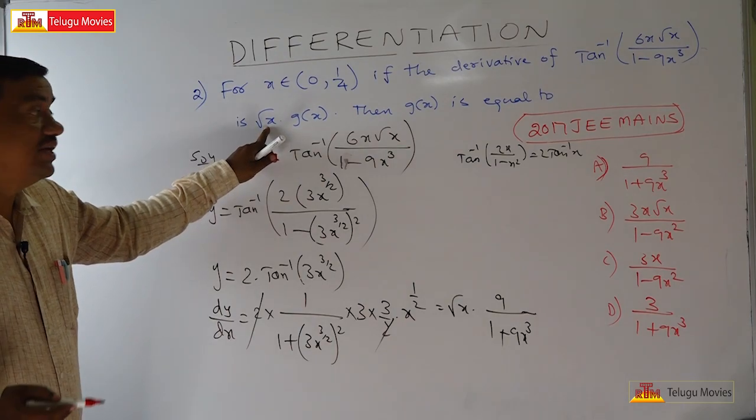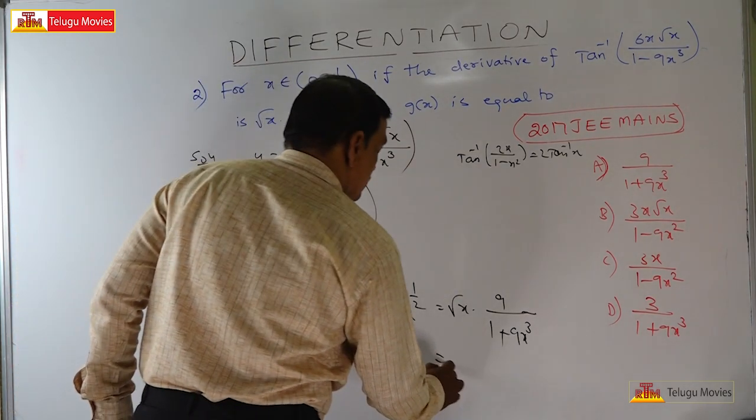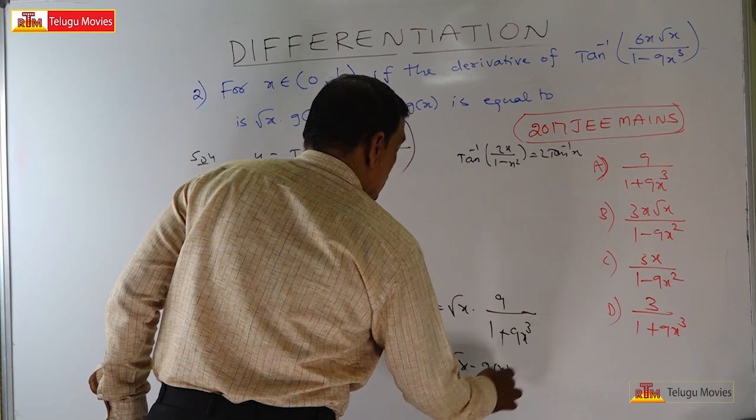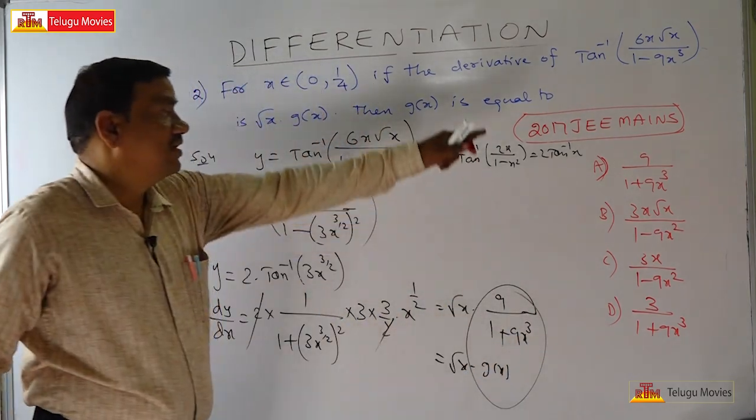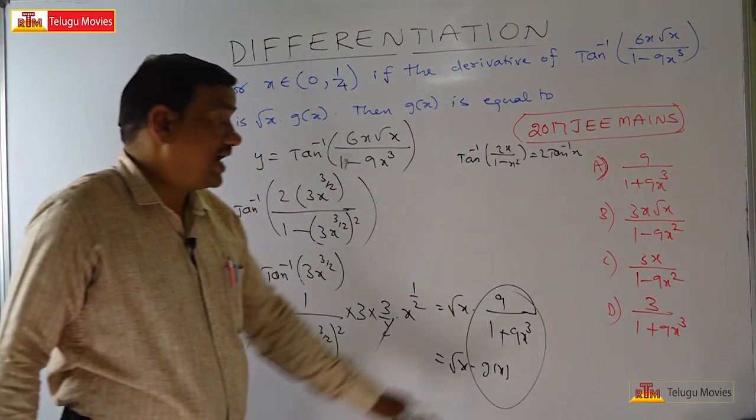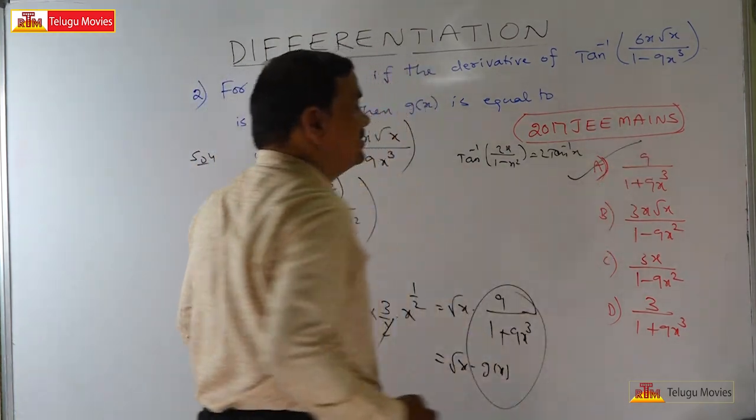It is given that the derivative is root x into g of x. Therefore, what is your g of x? It is 9 by 1 plus 9x cube. So that is your answer.